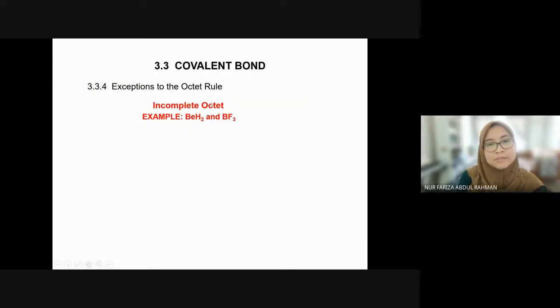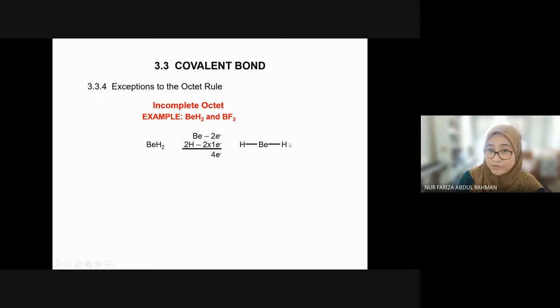So incomplete octet, examples of BeH2 and BF3. So draw BeH2. How do you draw BeH2? This is how you draw BeH2. As usual, go through all the calculation and process. This is the structure of BeH2. As you can see, beryllium has only 4 electrons: 2, 4. So let it be. Do not touch it. Hydrogen has no lone pair to form a multiple bond, so do not add a double bond there.